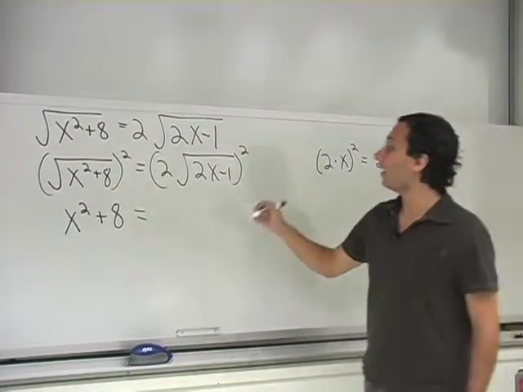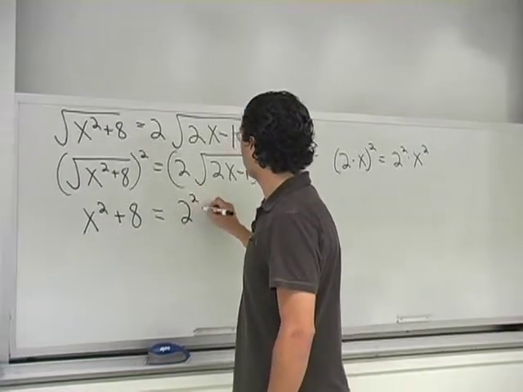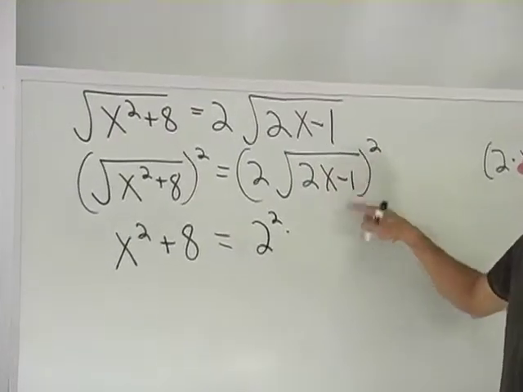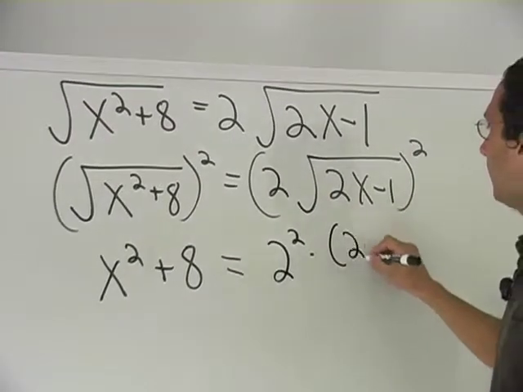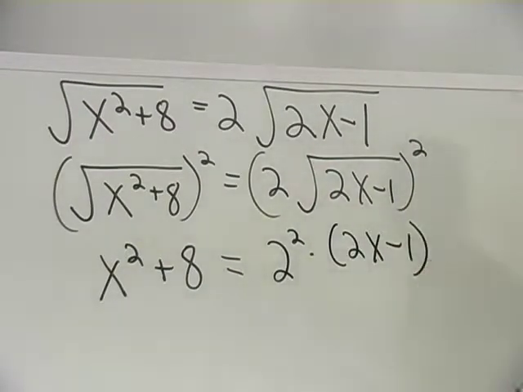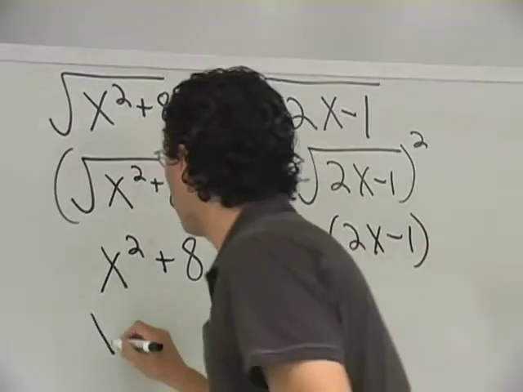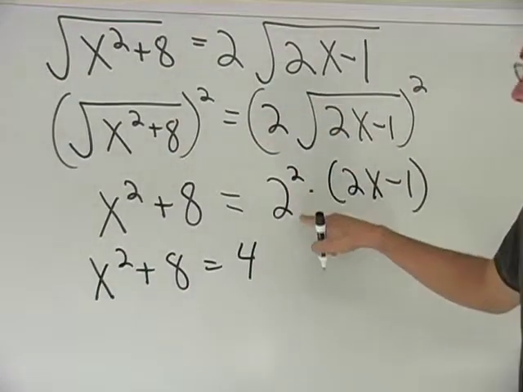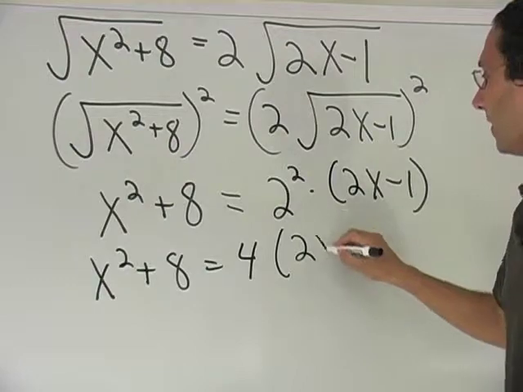So let's do the same thing here. This becomes 2 squared times this guy squared over here. This guy squared is just 2x minus 1. So what do we have? We have x squared plus 8 equals 4. That's the 2 squared times 2x minus 1.